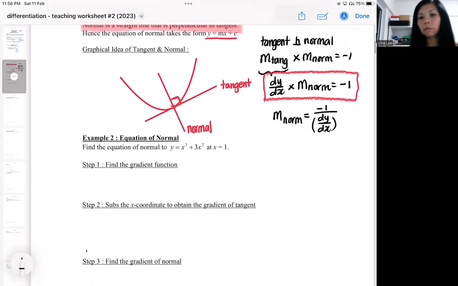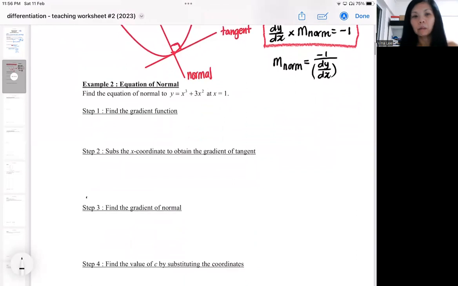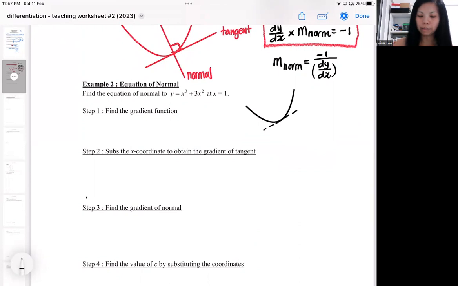I'm going to show you in an example. This one is an equation of the normal to the curve at x equal to 1. If you want to, you can just draw a little bit first. Usually I just draw a random curve. This part here is the tangent.